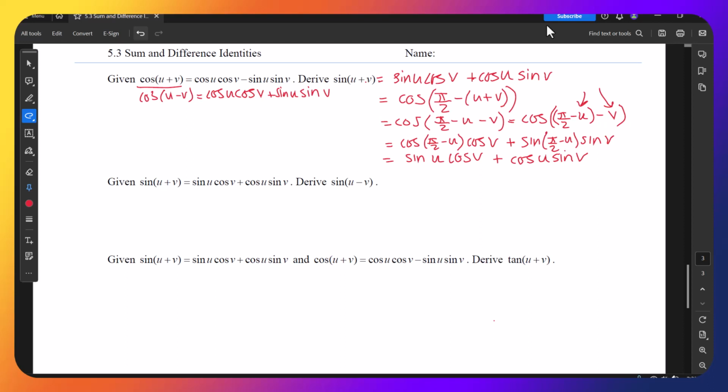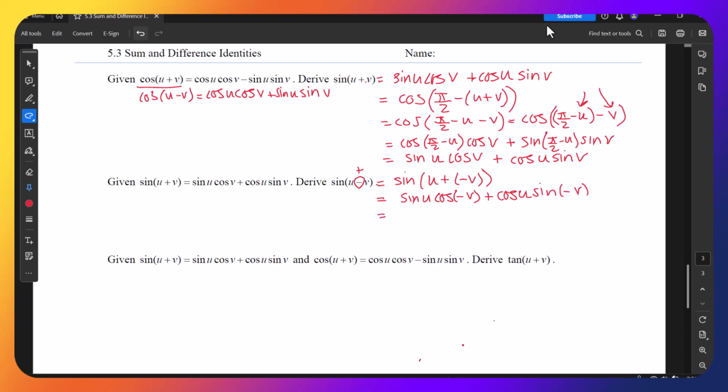Next one is sine of u minus v. I'm going to go ahead and turn this subtraction into addition by actually just adding the opposite instead of subtracting v. So I'm going to rewrite this as sine of u plus a negative v. Again, if you want to do double parentheses, it might actually be easier. Then moving forward with sine of a sum, which we proved in the previous example. So it's going to be sine u cosine negative v plus cosine u sine negative v.